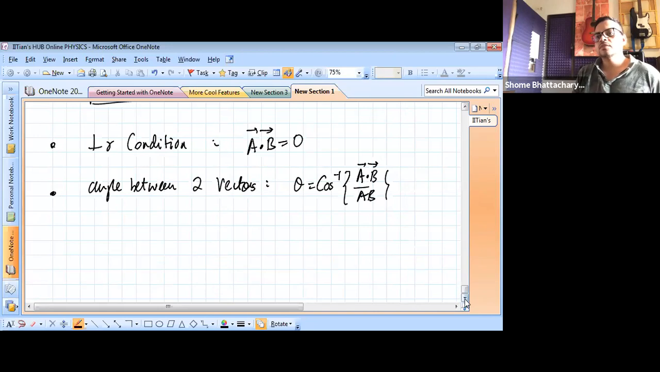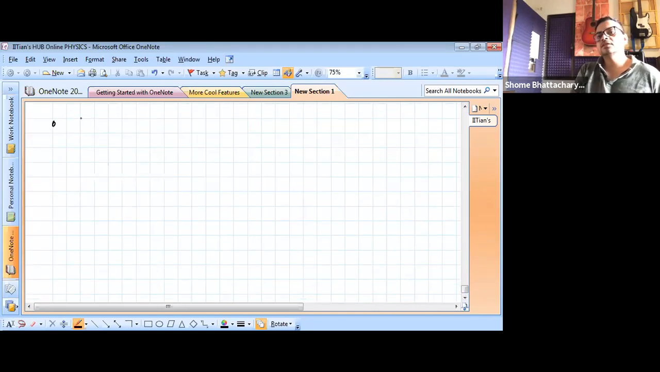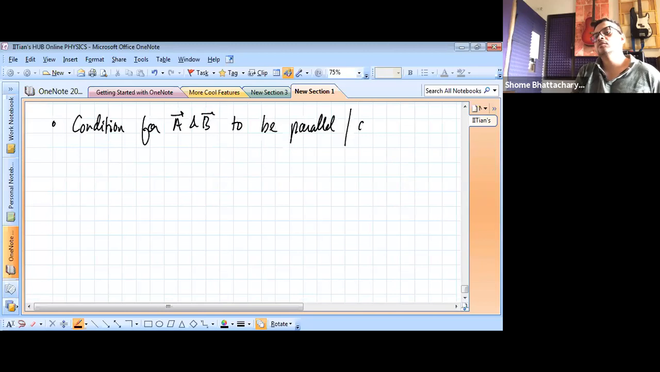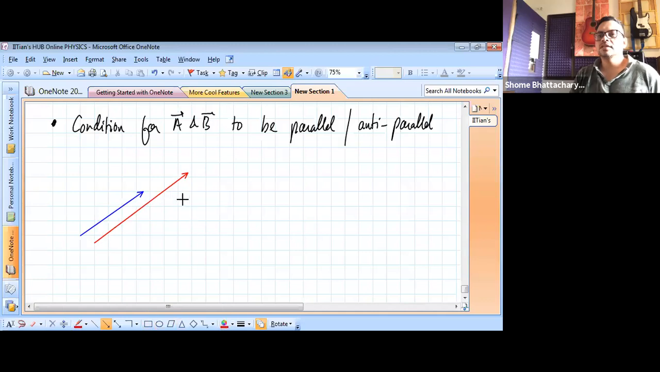Now like that, we'll also see the condition for two vectors, let's say A and B, to be parallel or anti-parallel. So let us first visualize the case of two vectors which are parallel. A is a vector like this, and B is another vector which is parallel to it. So they should look something like this.